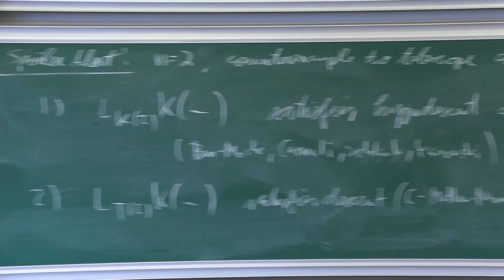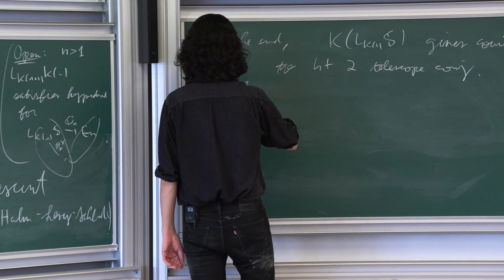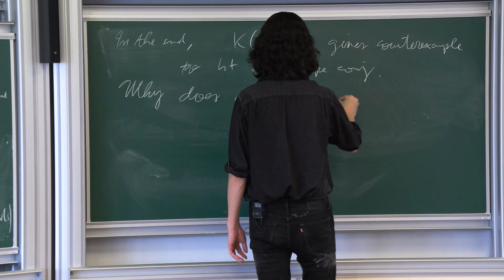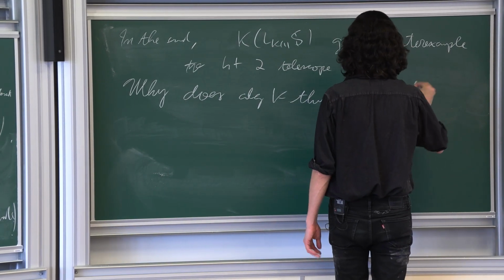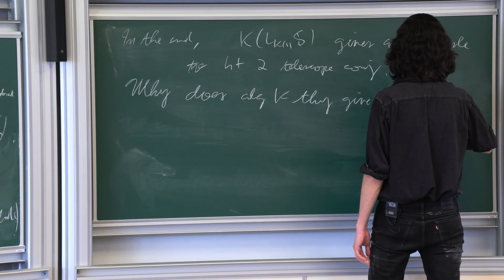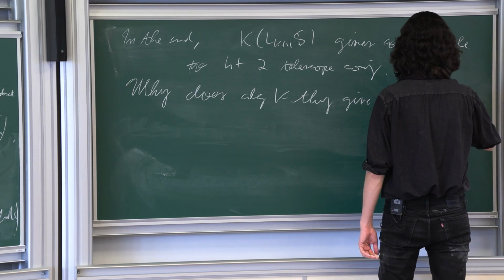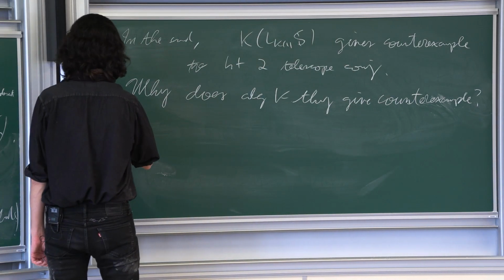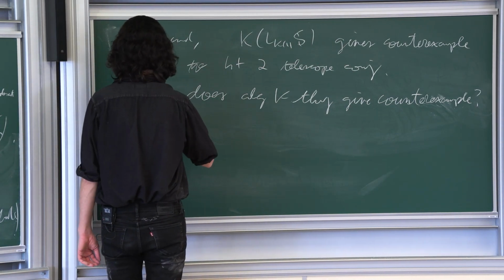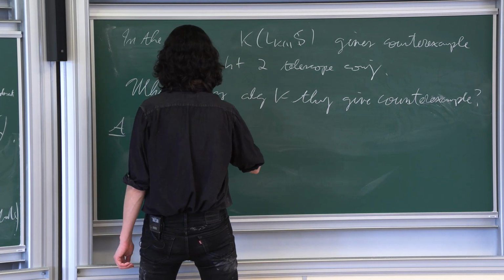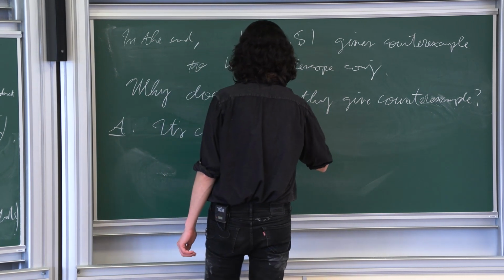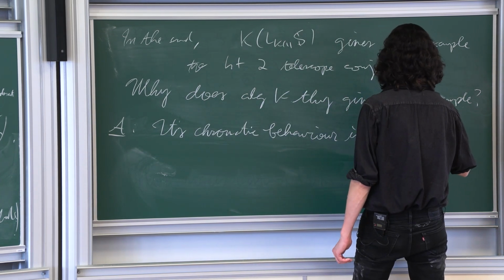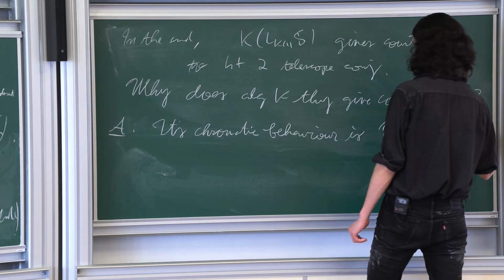Okay. So why does algebraic K-theory give a counterexample? Or why would it be promising to look at algebraic K-theory for a counterexample? So the answer is its chromatic behavior is backwards. Or upside down, maybe, I don't know. So let me explain what I mean by that.